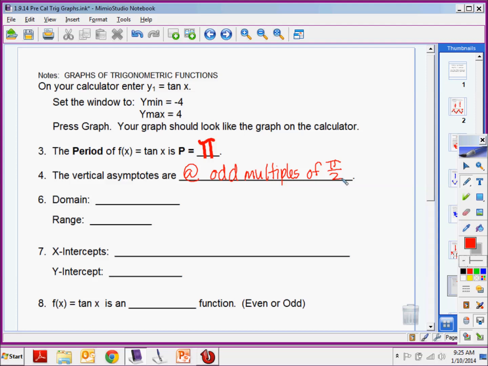Got it? Alright, now let's talk about our domain. Because we have these asymptotes, that means my domain is not continuous, is it? No, my domain is restricted. My domain is restricted because of these asymptotes. So the best way for us to write this is simply to say what our domain does not equal. So our domain doesn't equal what? Undefined. Why? Because it never touches them. So our x doesn't equal the odd multiples of.